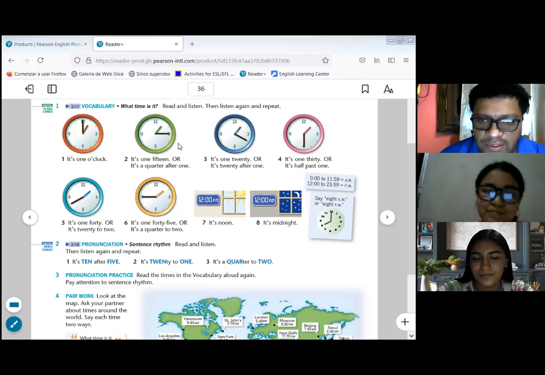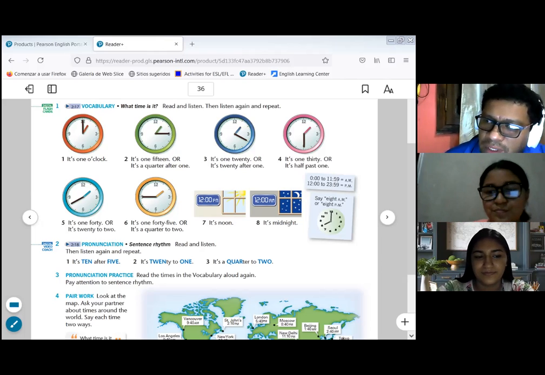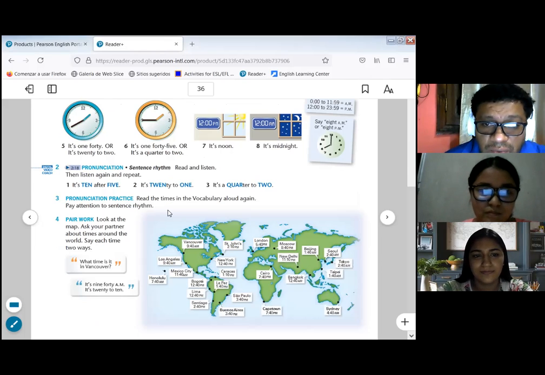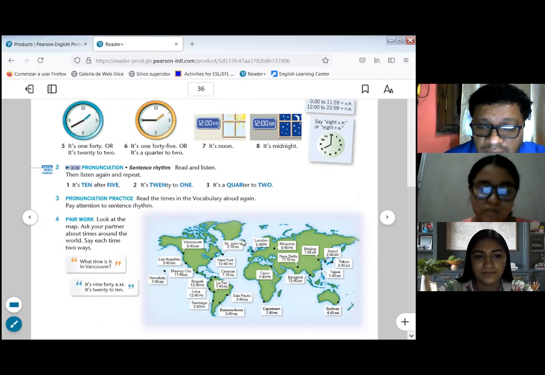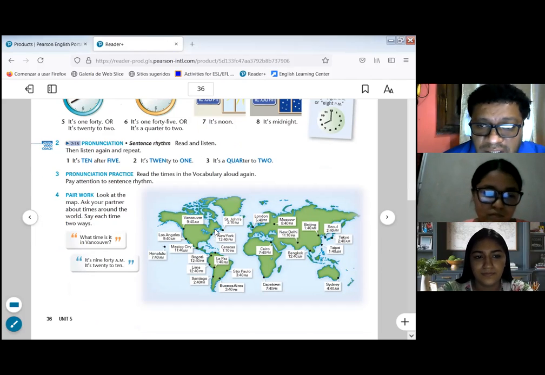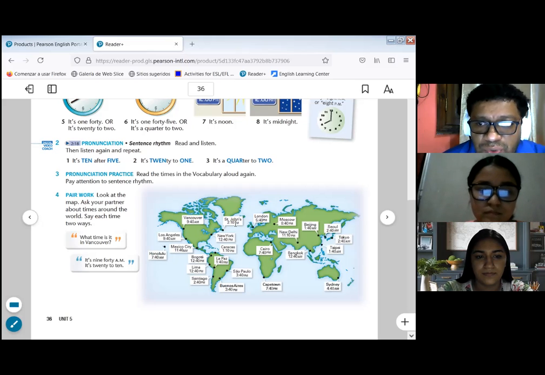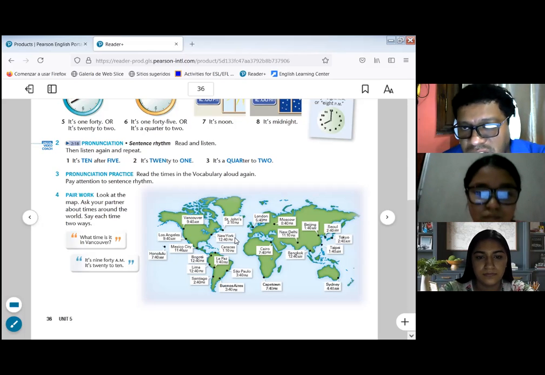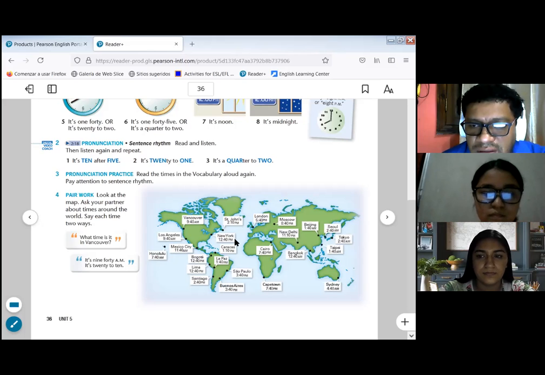Excellent job. Congratulations. I will give you another instruction. You are going to read the times in the vocabulary, but you are going to put them into practice on this map. Dulce, you are going to choose a country and ask Leah about the time in each one of them. For example, you are going to tell her, Leah, what time is it in New York? And Leah is going to answer the time, okay? Okay, go ahead.